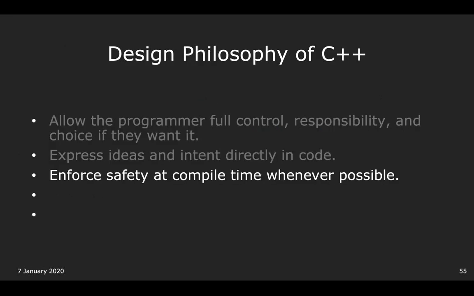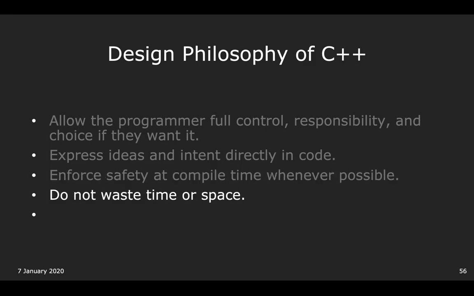Third one, enforce safety at compile time whenever possible. What this means is when you press the compile button, the compiler should be really good at checking mistakes for you. When you get to CS107, the C compiler does not check for mistakes really well. So oftentimes the program compiles, you run it, and something doesn't work, and you have no idea why. The goal of C++ is to enforce as much safety at compile time as possible. So if you try to convert, for example, a double into an int by accident, C++ will try to warn you when you have type mismatches.